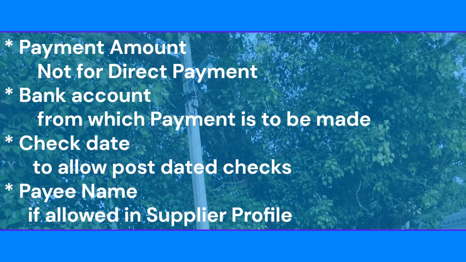2. Bank account selection. The bank account from which the payment will be made can be changed. 3. Additionally, the check date may be set to a future date, allowing for the issuance of post-dated checks to suppliers. Pay name change is allowed if permitted in the supplier profile.